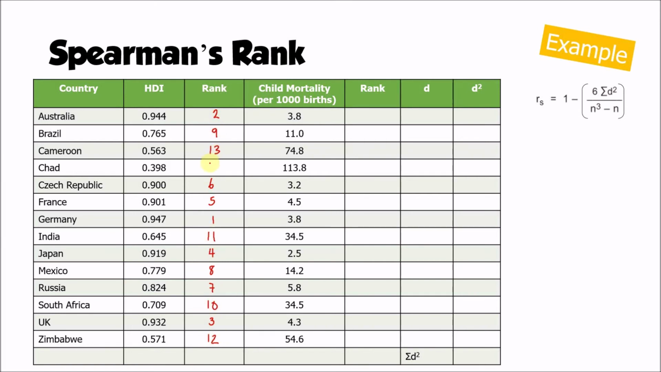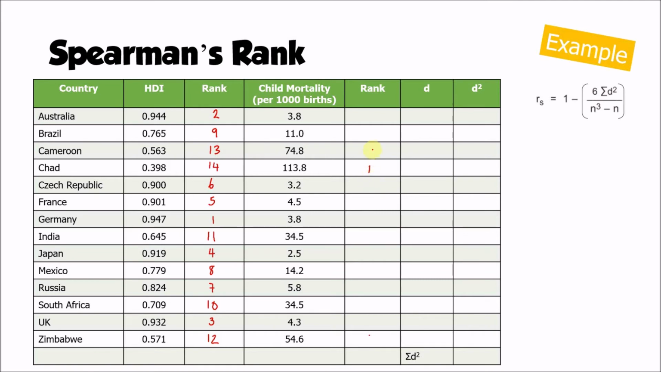So there we go, we've ranked the data for the Human Development Index from highest, which is Germany, all the way down to the lowest value for Chad. Next thing we need to do is rank the data for child mortality. So again, we're going to do this from highest to lowest, but notice along the way that we have got some values that are the same here. So for example, India and South Africa both have the same value, so we need to be careful when we get to those. So our first and highest value is going to be Chad, which is ranked 1.